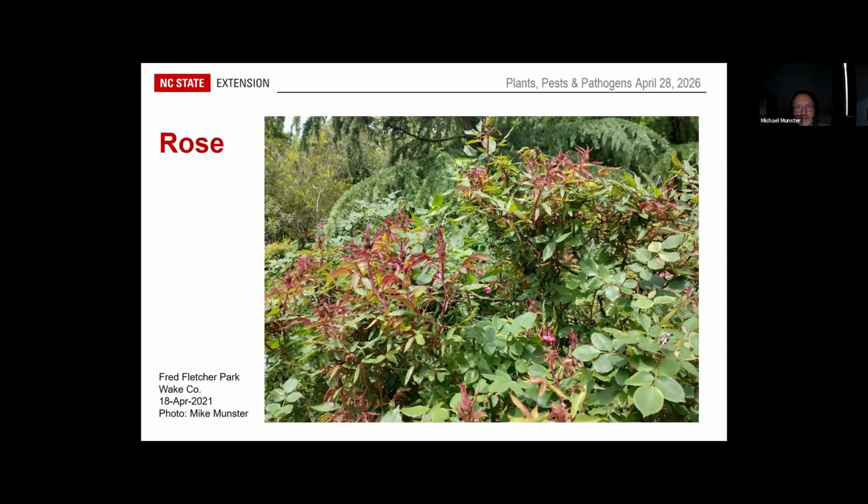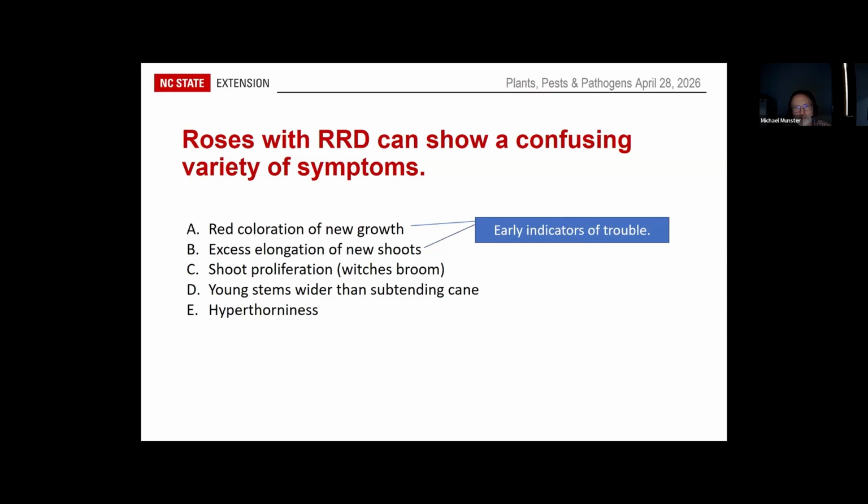And we've already actually, I think, had a sample or two, image sample or two come into the clinic of rose rosette, that first symptom being the elongation of the new shoots, the retention of the juvenile red color, rose rosette disease. And just to kind of, we won't put this out as a poll or anything, but these are some of the symptoms that you may see.